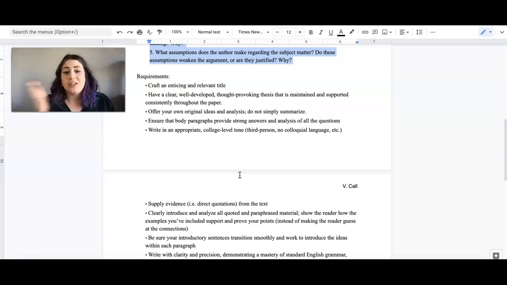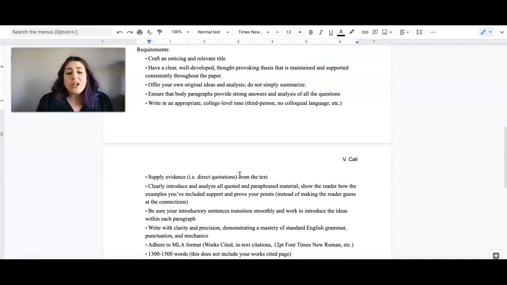And then you also don't want to go on a side tangent. "Freedom of speech is a right, and we should just always have it," right? You don't want to side tangent like that. You want to always come back to, well, is this author convincing their audience, and who is that audience, right? Write in an appropriate college level tone.